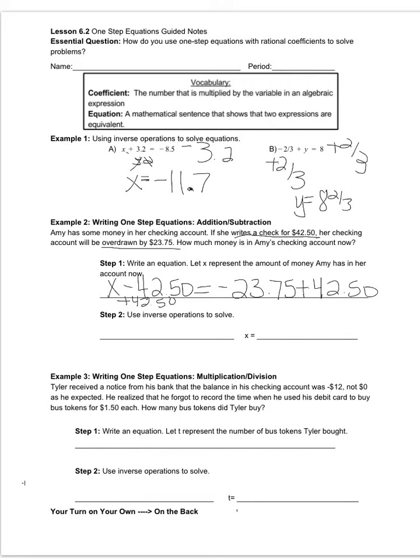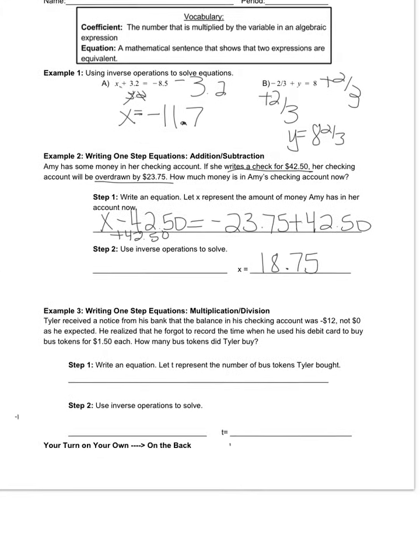So I have a negative 23.75 plus 42.50. So x is equal to a positive 18.75. And again, if we were to check it, if we had 18.75 minus 42.50, you would get negative 23.75 for your answer.